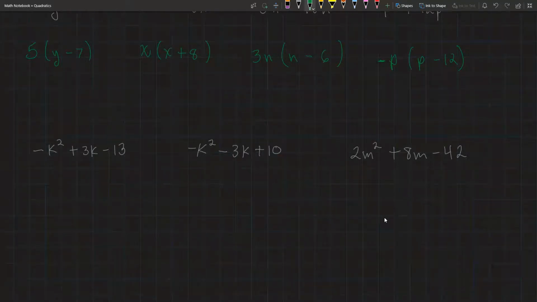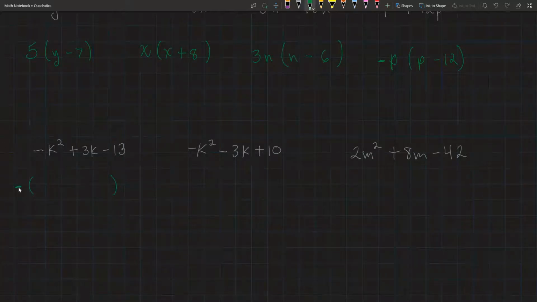But let's apply the idea. Okay, so notice how none of these 3 terms have something in common. They really don't have anything in common. There's no common integer or coefficient, and there's no common variable. The 13 doesn't have a variable. So the only thing we can factor here is a negative and times something.